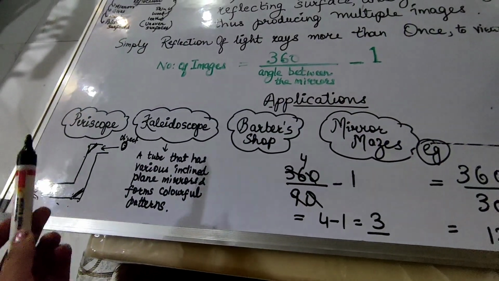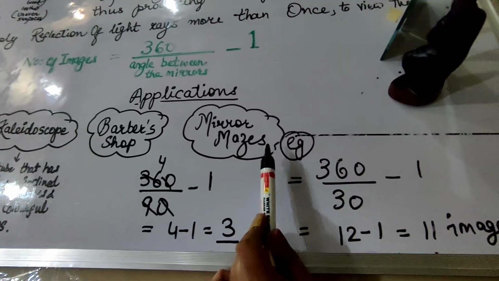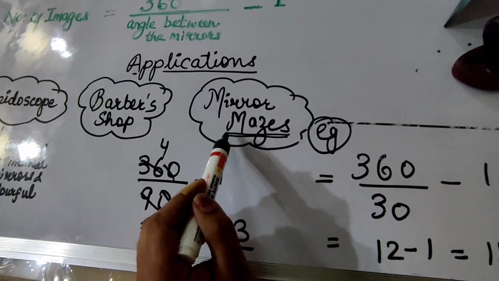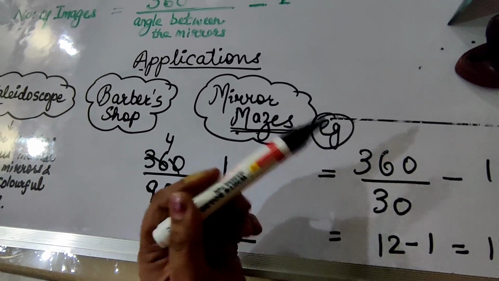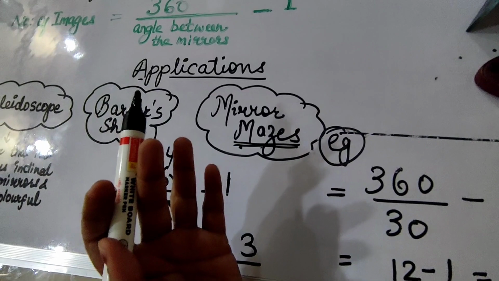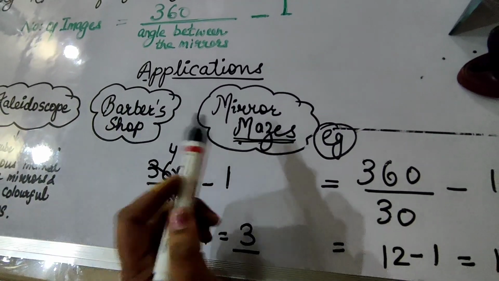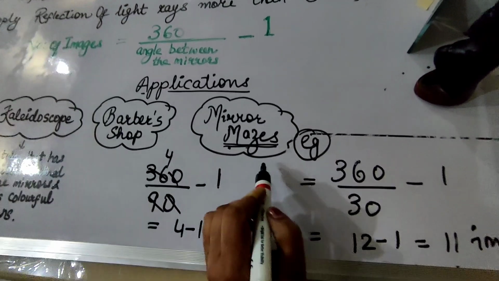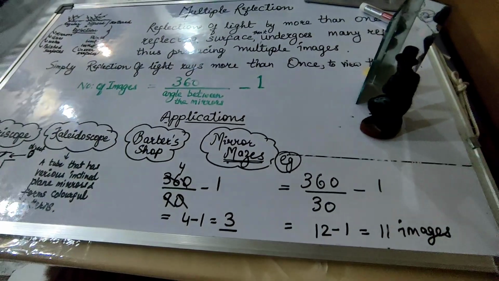So this is how the periscope, kaleidoscope, barbershop and mirror mazes work. Recently we have seen some equilateral triangles and some geometrical figures, and a lot of images created. Many unfolded images are there, and this is called mirror mazes. You can just Google it and you will find more about these mirror mazes, and this is all about multiple reflection.